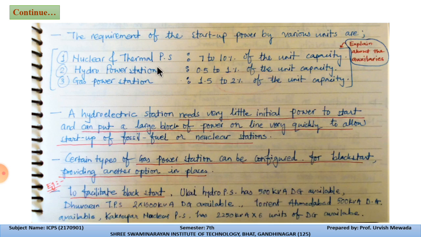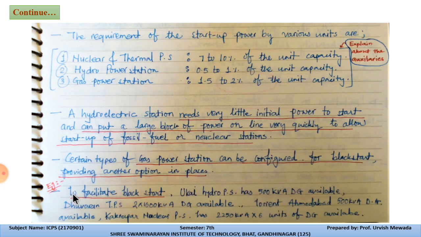So it can be restarted very quickly, to allow startup of fossil fuel or nuclear stations. Means this hydropower station can be useful to start the nuclear power station, thermal power station, or other power generating stations. So certain types of gas power stations can be configured for black start, providing another option in place. So we can use a gas power station also where the hydropower station facility is not available.